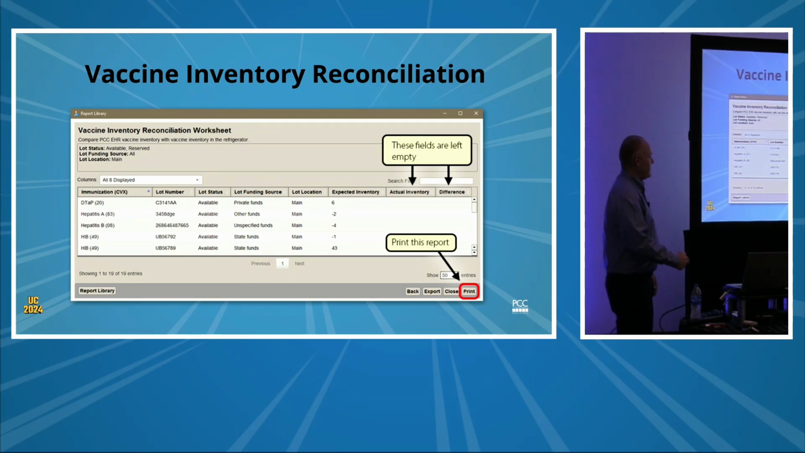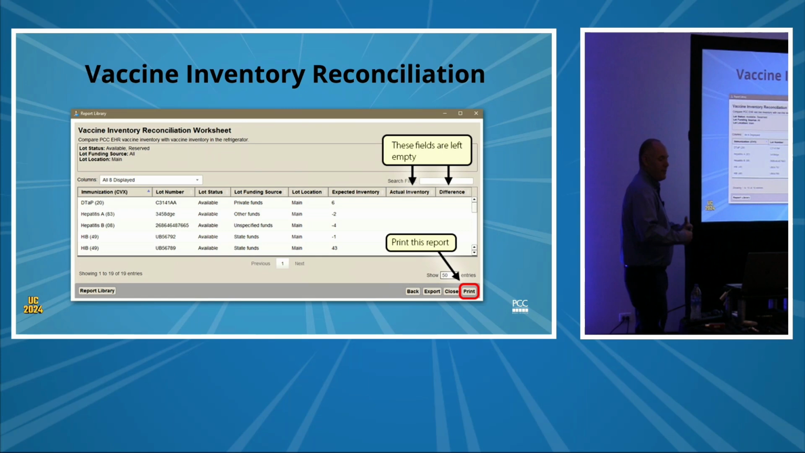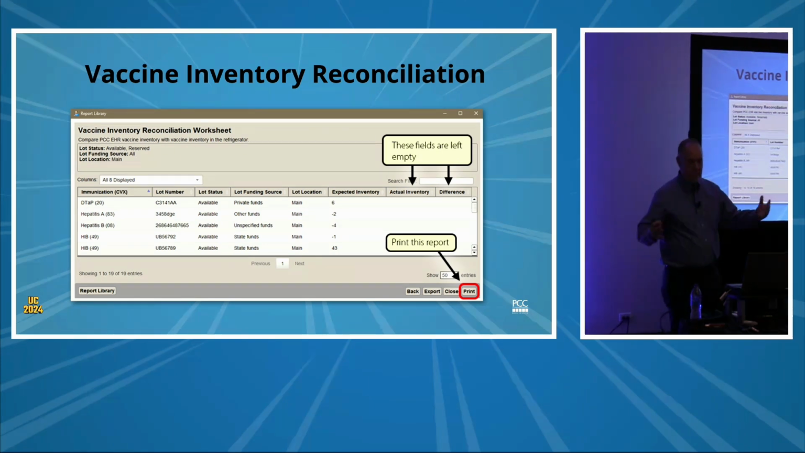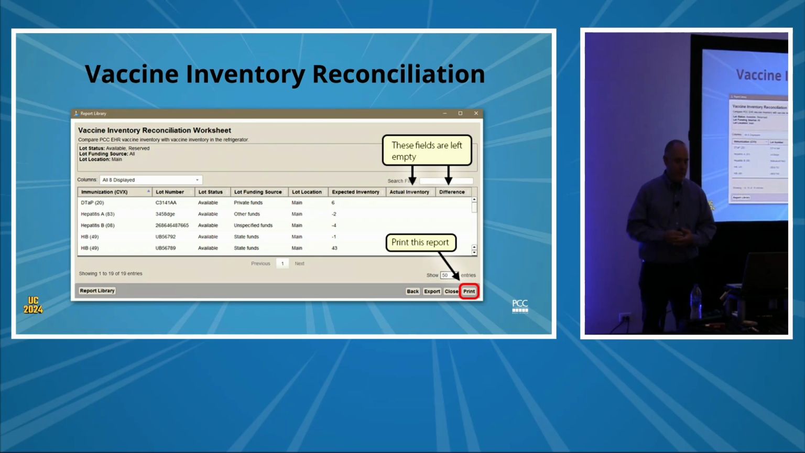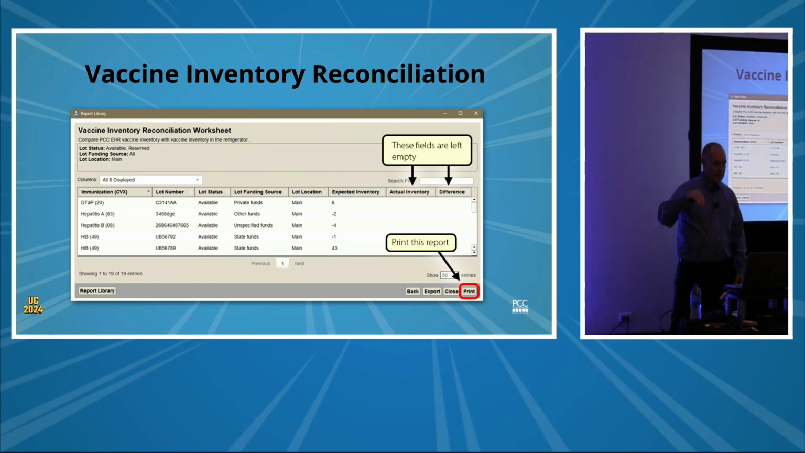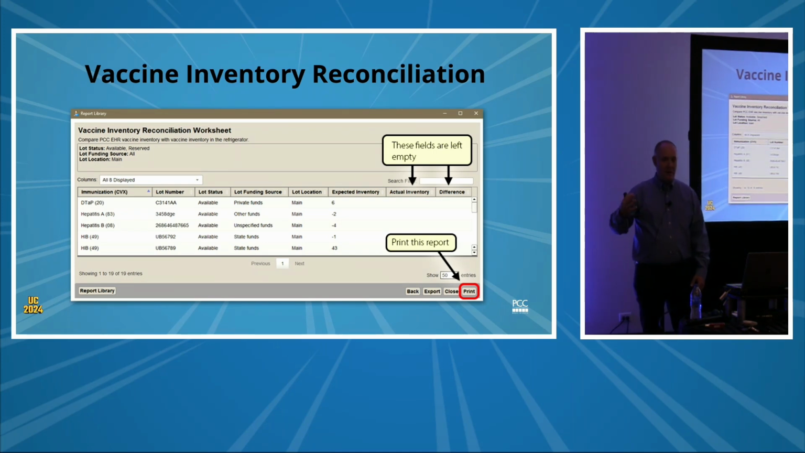And then you'll see these columns are blank at the end, and it just lets you fill this out as a worksheet to indicate if there's a difference there. Just a show of hands in the room, how many folks use this report regularly? Okay. Is there anyone here that does not do vaccine scanning in PCC or does not store lots in PCC? Because you do need to be doing that to be able to use any of these reports.